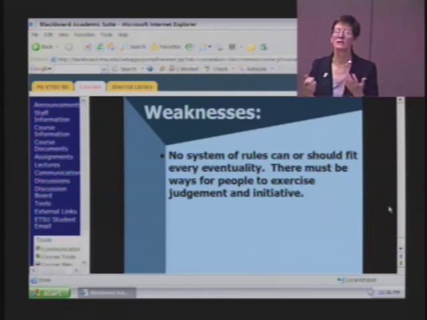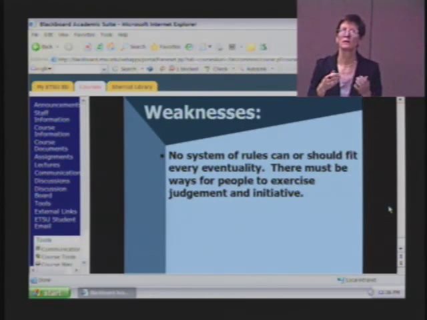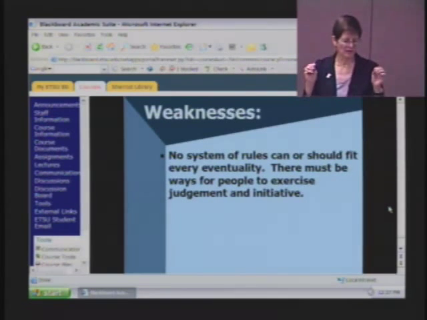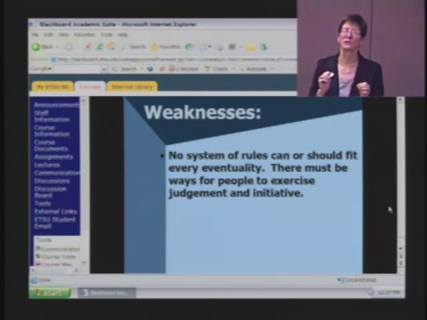On the other hand, if I discover that one of my rules is not working well, it's too repressive, we'll change that. There has to be ways for people to exercise judgment and initiative. Today is different. This situation is different. We need to respond differently.